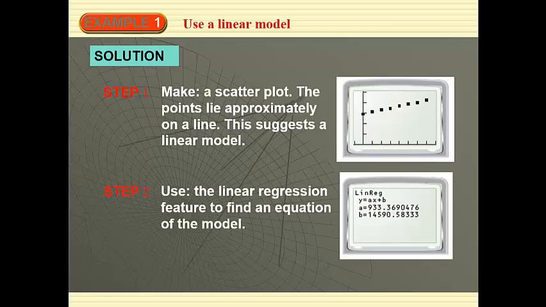So step 2, use the linear regression feature to find an equation of the model. So use the linear regression feature to choose the linear function. If you click on the regression feature, you will see 4 different types: exponential, linear, cubic, quadratic. You need to choose the linear because the scatter plot gave us a graph that is linear. So you click enter, you choose linear regression, you click enter, and you get the y equal ax plus b, and you get your a and b values.